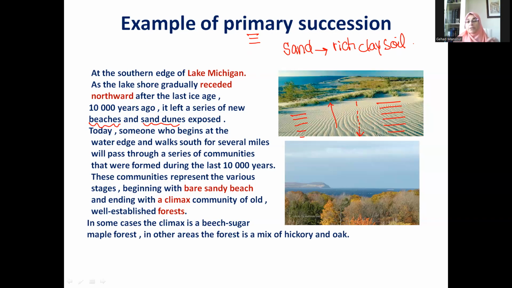So these communities will represent the various stages. We began with a bare sandy beach, meaning we didn't have any organism on top, until we ended up having this. You see the difference between the two. Now we have forests, and those forests that are present instead of the sand are the climax community.